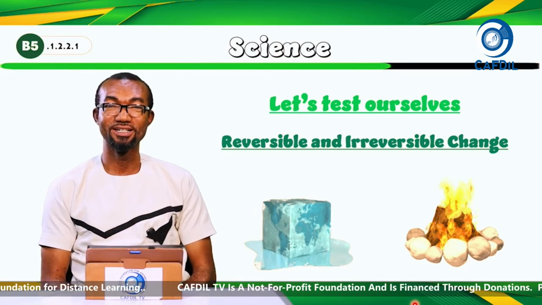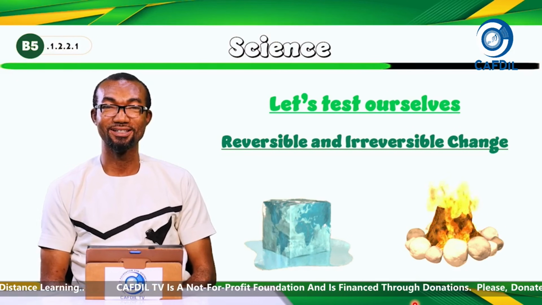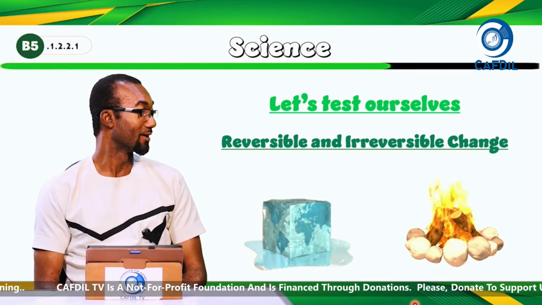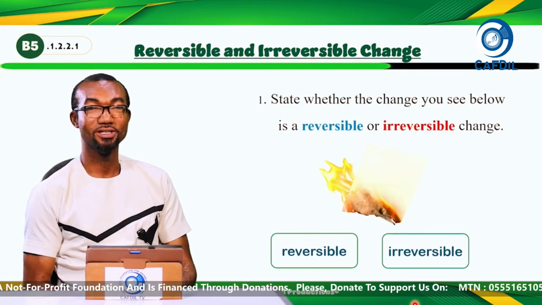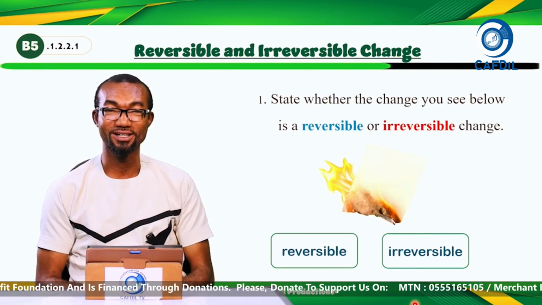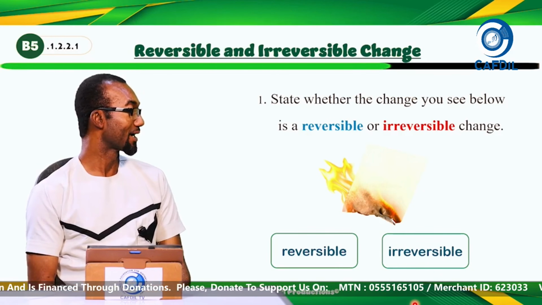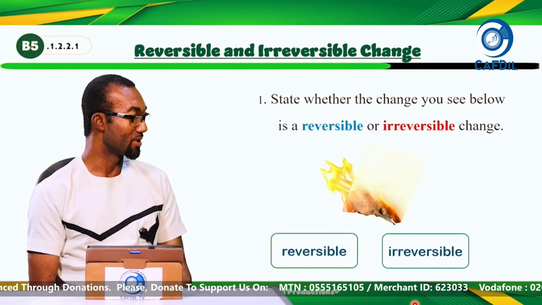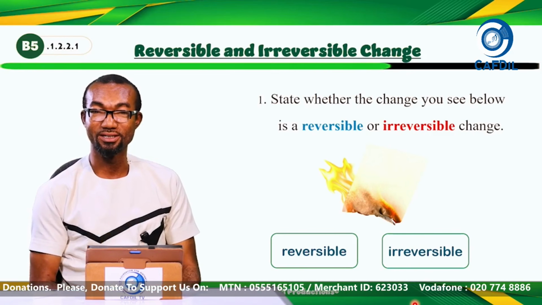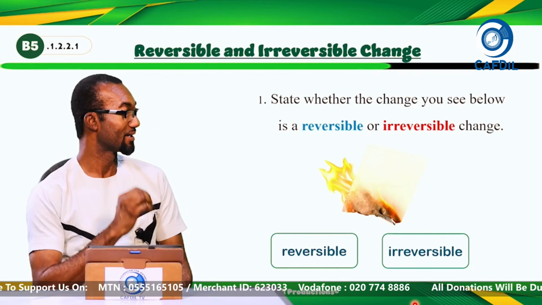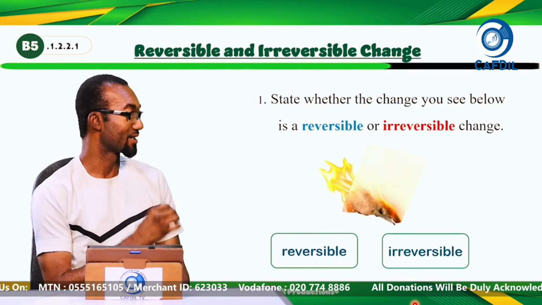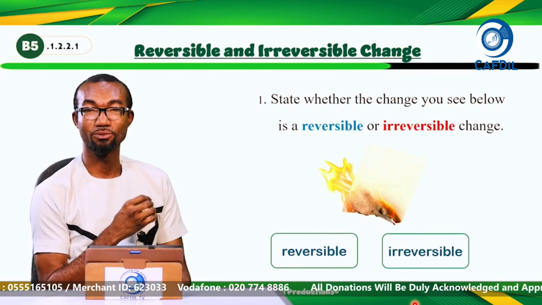Now, before we leave, let's try our hands on these questions as usual. With this set of questions, we just look at the image we have on the screen, and then we tell whether the image we see or what is happening in the image is reversible or irreversible. So state whether the change you see below is a reversible or irreversible change.